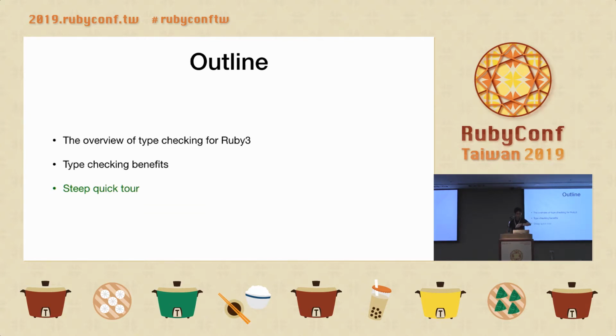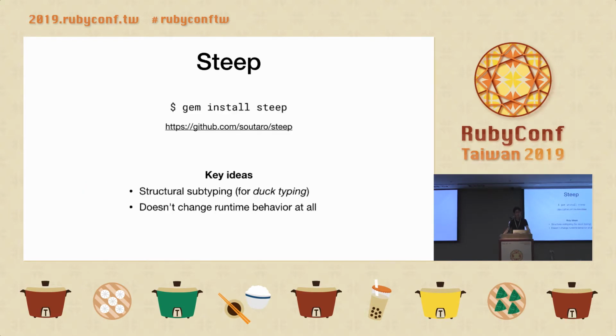So, okay, 15 minutes left. Then I'd like to explain my type checker. It is Steep. You can install it using the RubyGems commands, or you can find the source code at the GitHub repository. I'd like to introduce the key ideas of Steep: it assumes structural subtyping and it allows some kind of duck typing. And it doesn't change runtime behavior at all.